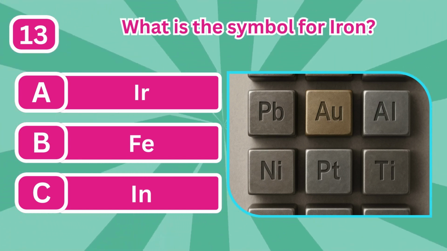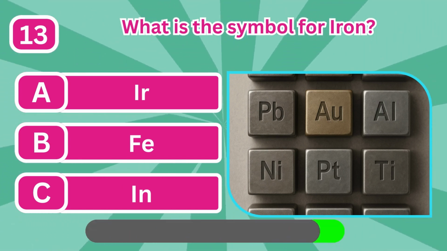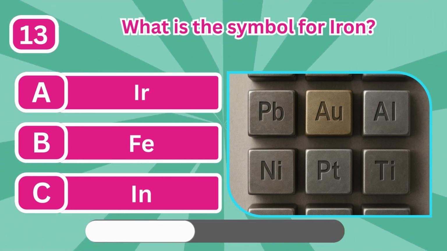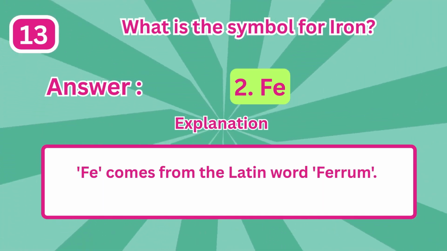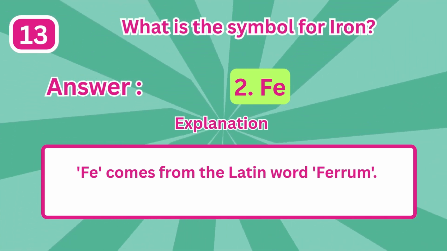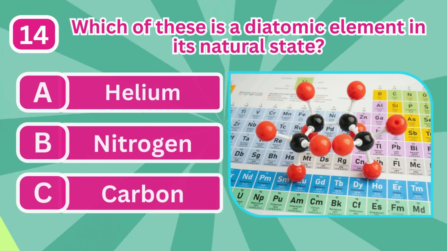What is the symbol for iron? Two. Fe. Fe comes from the Latin word ferrum.